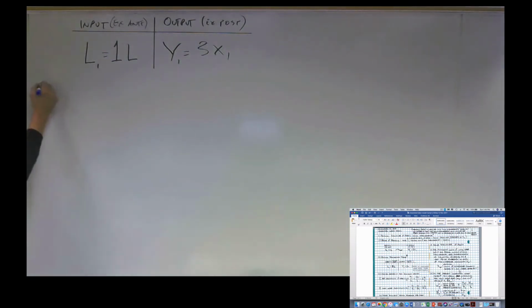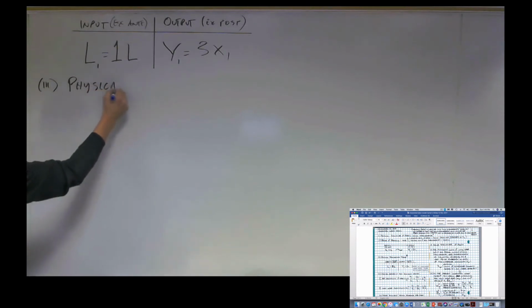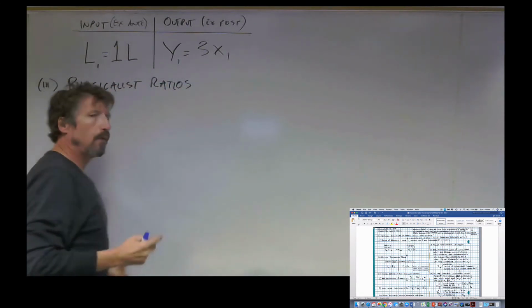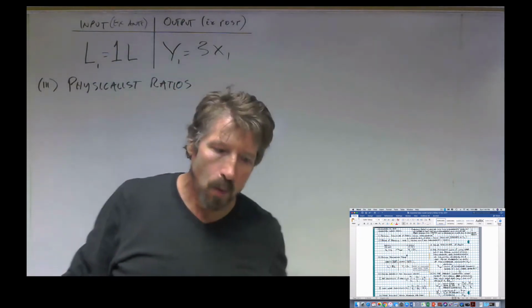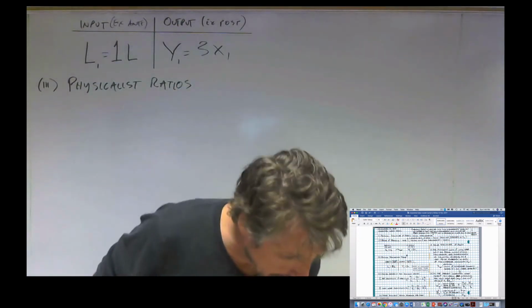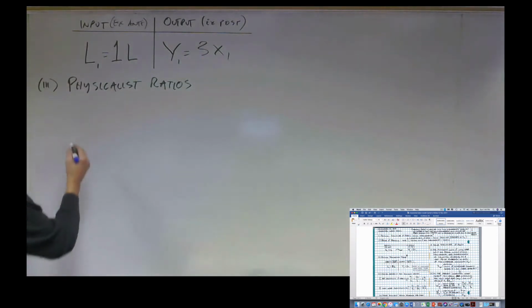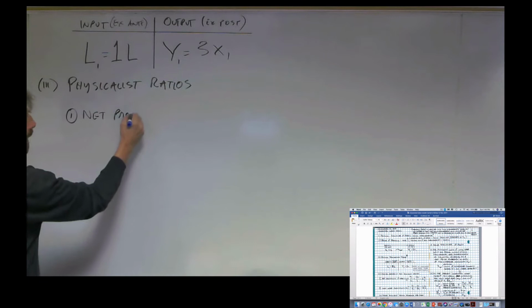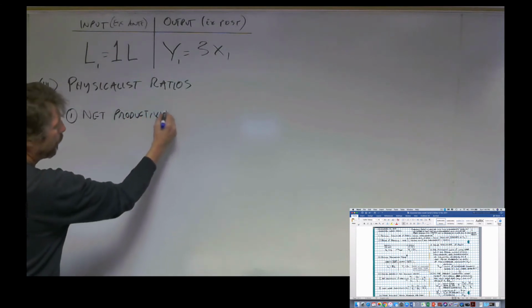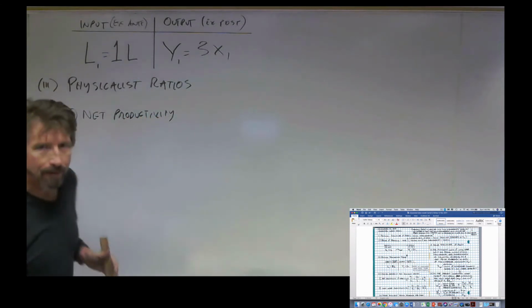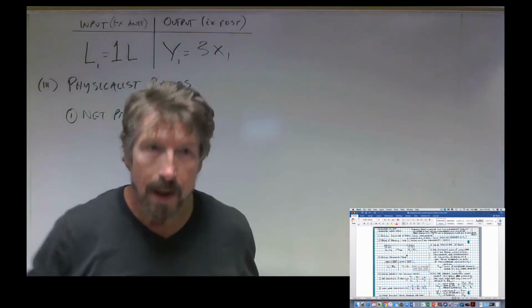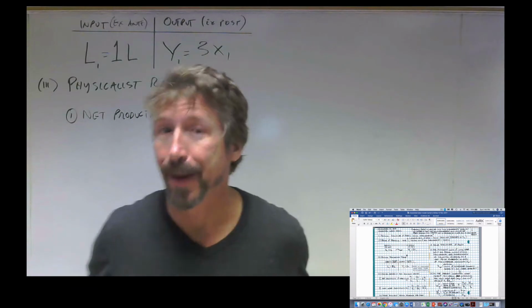Now, consider our physicalist ratios. What we're going to do is divide each of these quantities by one another to arrive at different categories of analysis. The first one is going to be the net productivity of labor. That's a very important concept in any economic theory. This is in macro theory and the relationship of how labor is productive with respect to how it's remunerated.